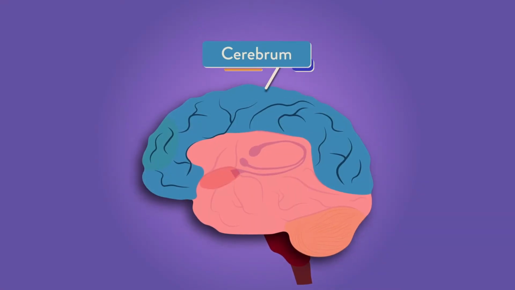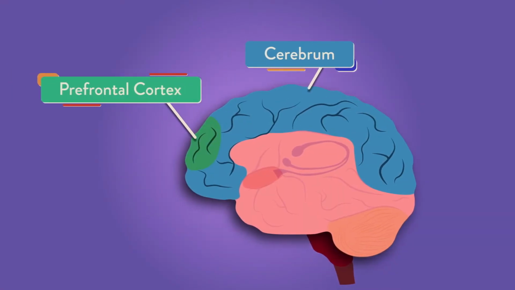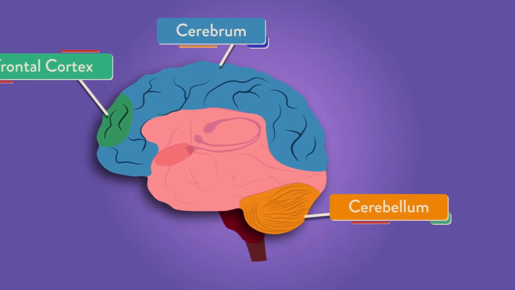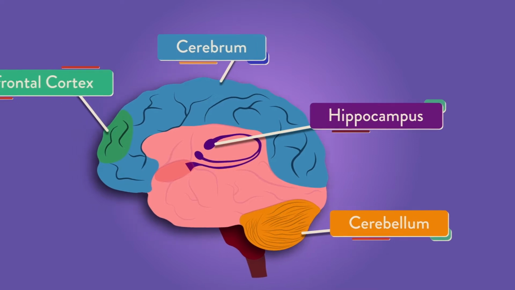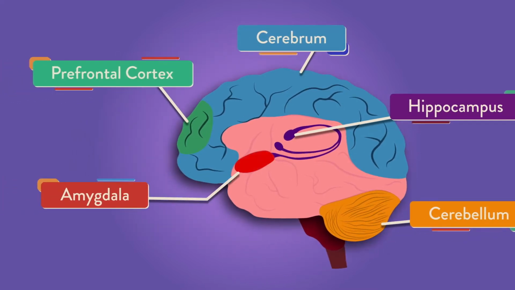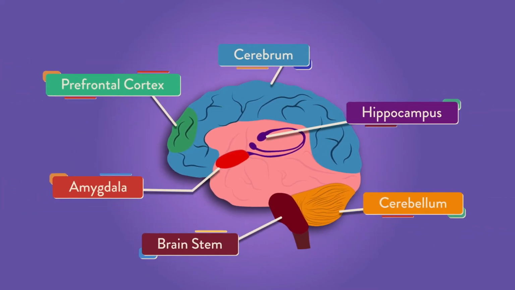You already learned that your brain has different regions that control different things. Your cerebrum helps you think and speak. Your prefrontal cortex helps you make smart decisions. Your cerebellum helps you move and balance. Your hippocampus helps you store and find memories. Your amygdala is where you feel your emotions. And your brainstem controls your involuntary movements like your breathing and your heartbeat.